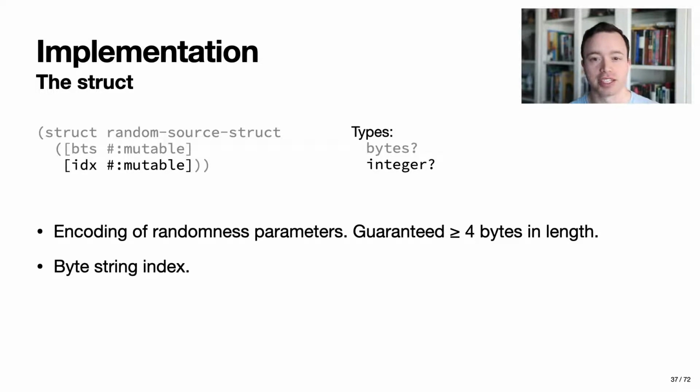This byte string is guaranteed to always have at least 4 bytes, which we'll come to in a moment. All of the critical functionality of Clotho derives from this field. Next is an integer index into that byte string. This is used during playback-style random generation, where we simply use the values encoded in the byte string.